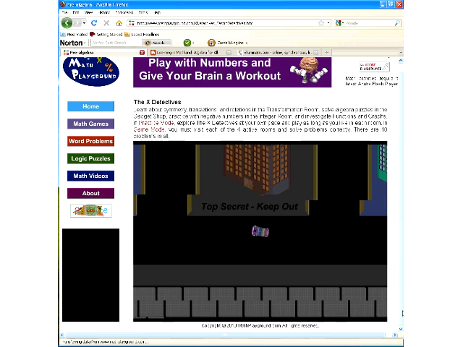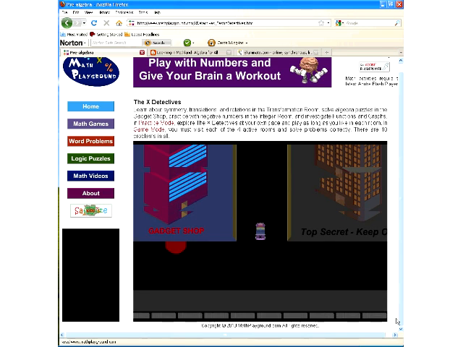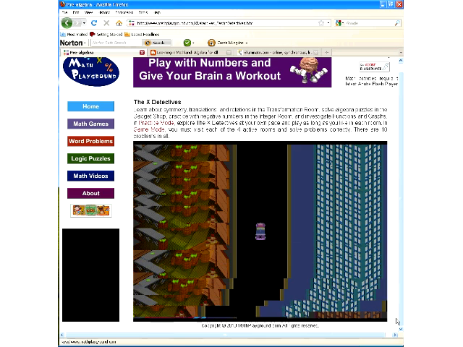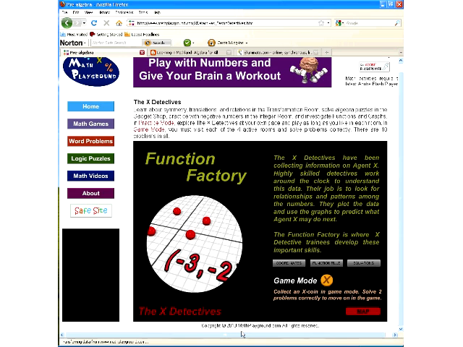They can head on over to the integer room, and they learn how to add and subtract integers by creating zero pairs or using a number line model, and then there are practice problems for them. And then they can head on over to functions and graphing, where they learn how to plot points and to create a line from a table of values. And students can play in practice mode where they just take their time and try out the different areas, or they can play in game mode where the object is to collect four gold coins in a certain amount of time.